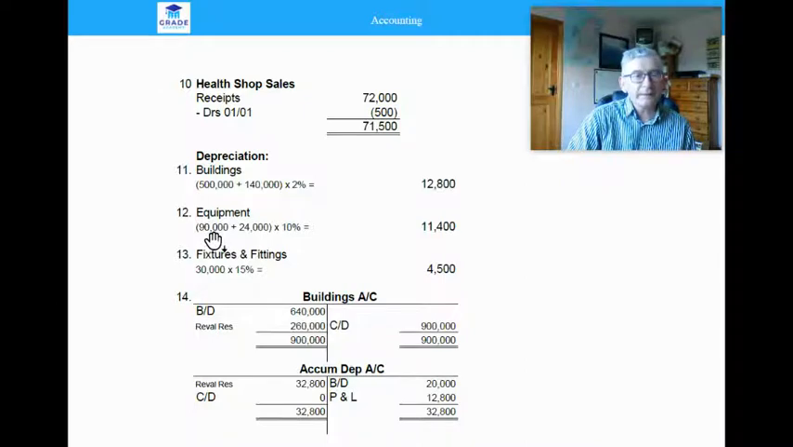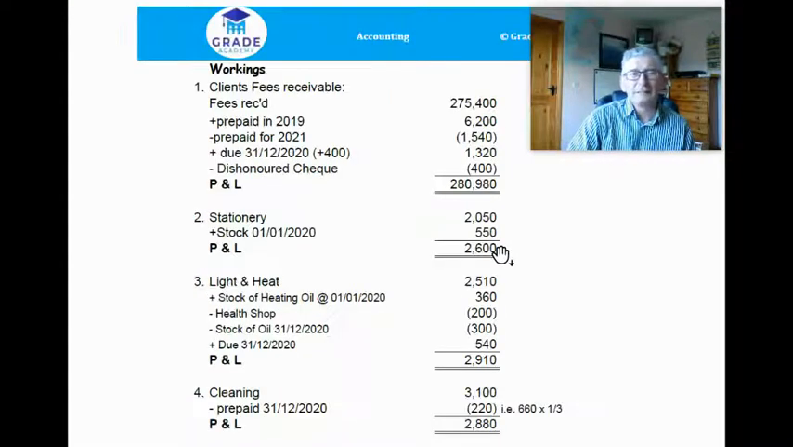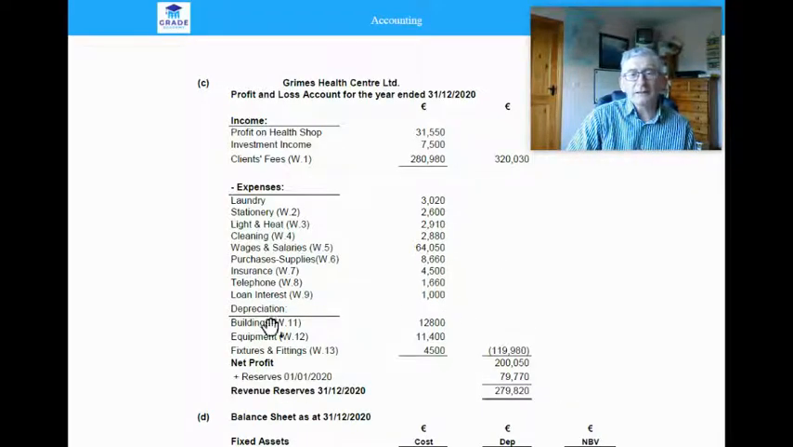Our equipment was 90,000. We bought 24,000 this year. Multiply that figure of 114,000 by 10%, and that gives you 11,400 for this year. And our fixtures and fittings, 30,000, there was no change, by 15%, and that gives you 4,500. So in our profit and loss, there are our depreciation figures: buildings, equipment, and fixtures and fittings. So we add up all our expenses here, and they give us 119,980.